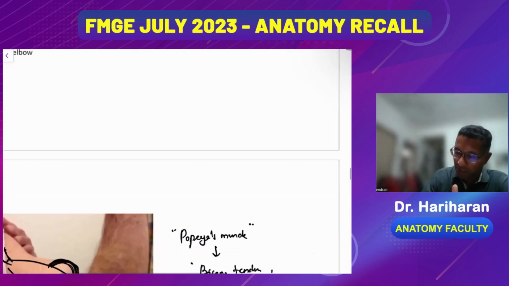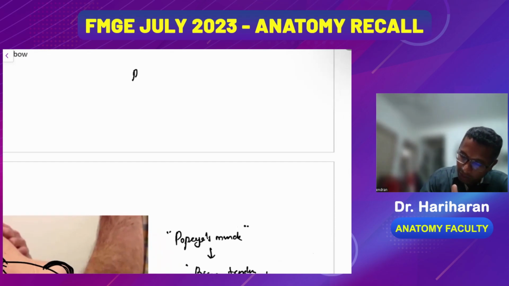Can anybody tell me what is the nerve supply for the biceps? Yes, the nerve supply for the biceps is the musculocutaneous nerve.